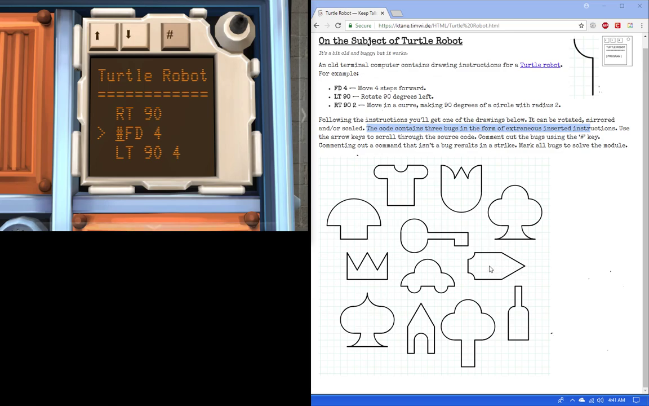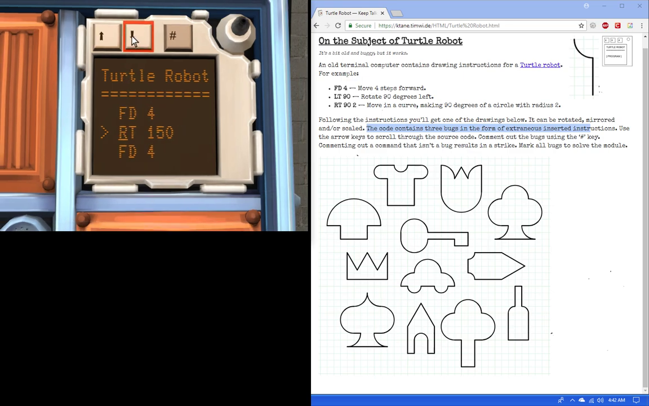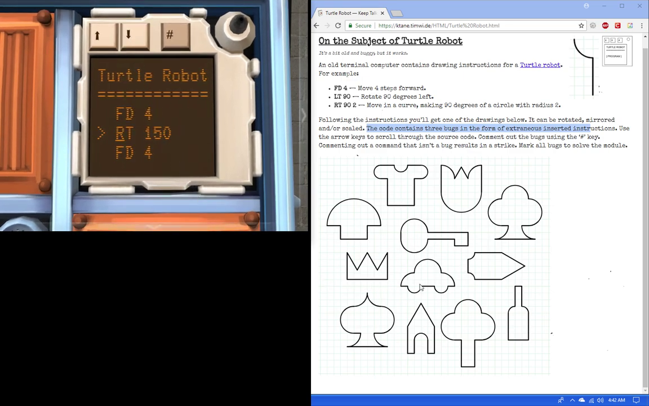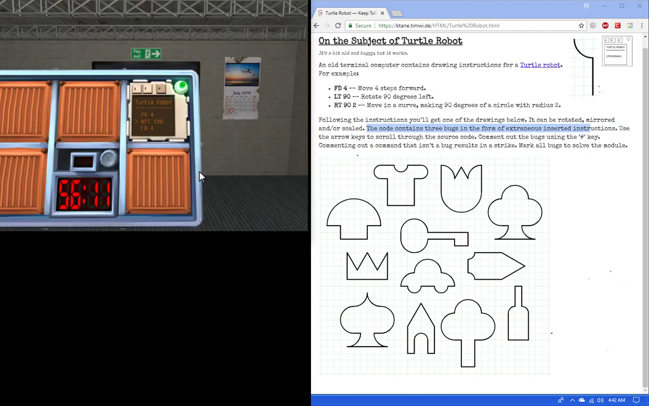Yep. So next we're doing LT 94, which is a 1 ratio. Then we should go, okay, RT 90, so we're facing this way. Our forward 4 is just 1 space, because remember, we're on a scaling of 4. Then we have RT 150, which shouldn't be right. So we're going to comment this out, which should be our last bug. Our soft module.